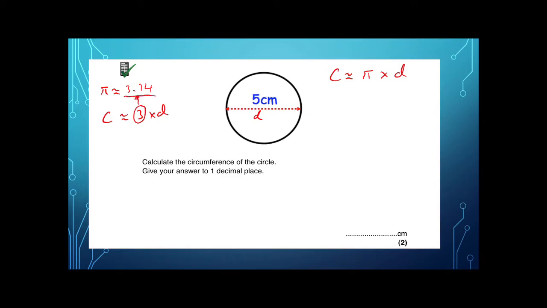So I know that this circumference is roughly 15 centimeters. Let us work out exactly 3.14 times 5, and that gives us 15.7 centimeters. Correct to one decimal place.